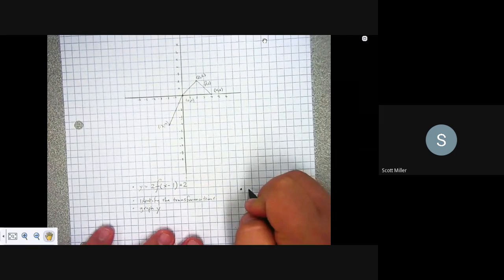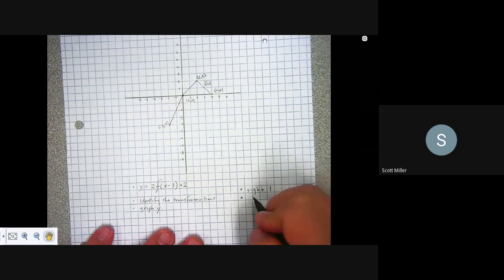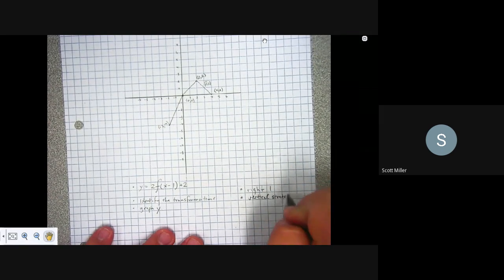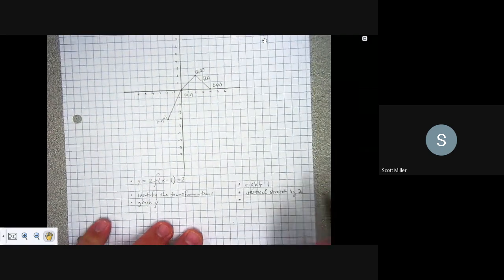I'm going to go to the right 1 unit. I have a vertical stretch by 2. And lastly over here I'm going up 2 units.